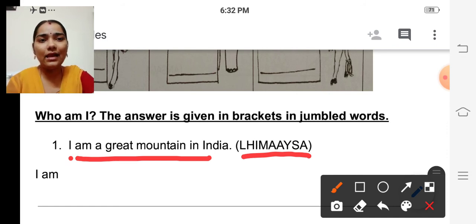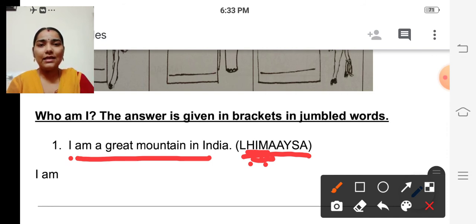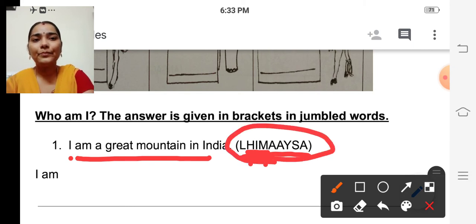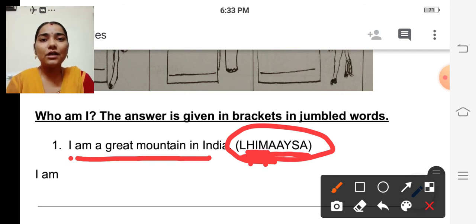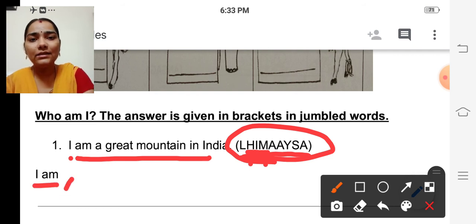See the letters L, H, I, M. Hima. So which one is the great mountain in India? Himalayas, isn't it? Himalayas. So they have mentioned a particular place, isn't it? So which article should come? When we talk about a particular place, thing or person, which article should come? The article the, isn't it? So I am the Himalayas.